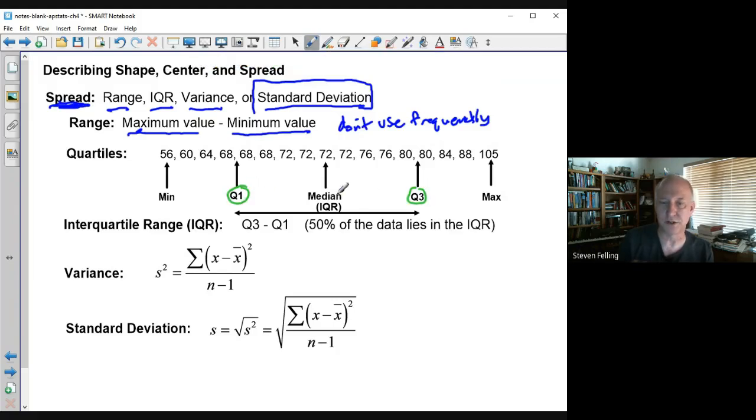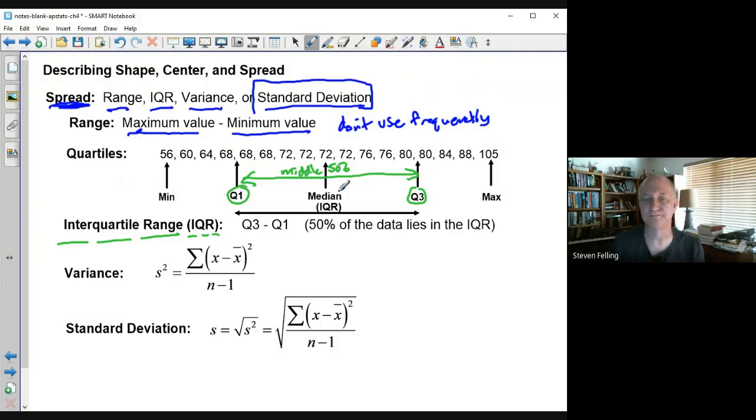And if I take the distance between those two, then that is called the interquartile range, which is abbreviated IQR. So you take whatever value Q3 is and you subtract Q1. And what it means is, where is the middle 50% of the data? This is the middle 50%. So the IQR gives us a width of where the middle half of the data is. Okay? All right, so that's called IQR, and we sometimes use that as a measure of spread.